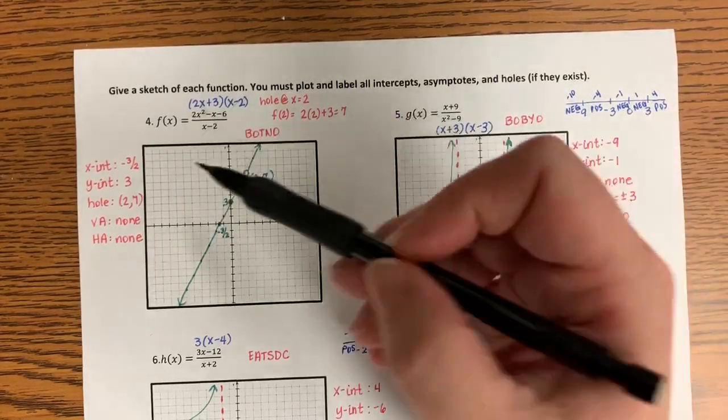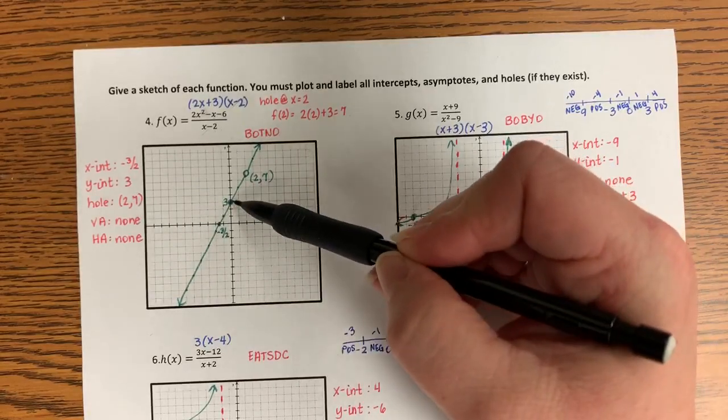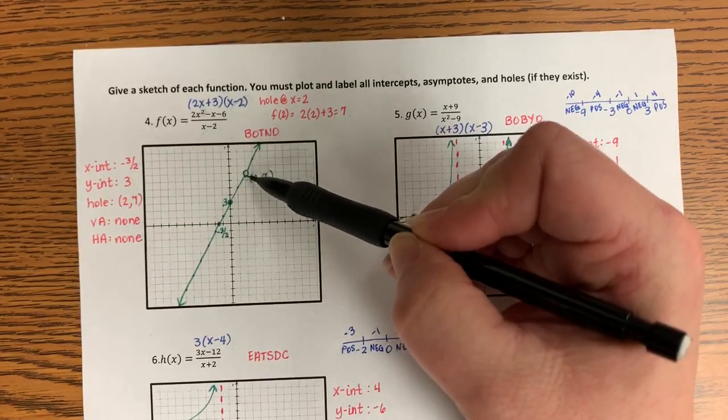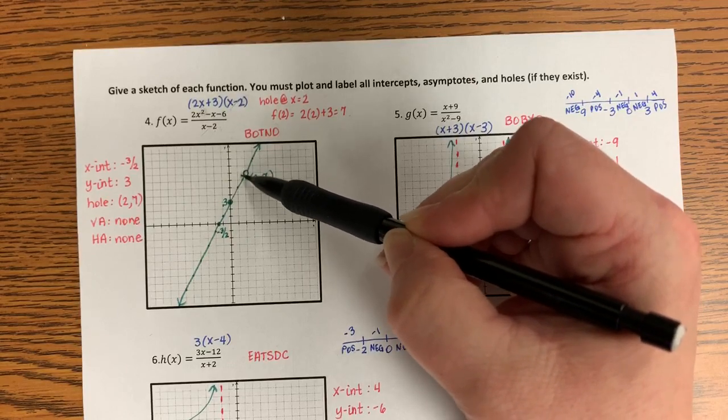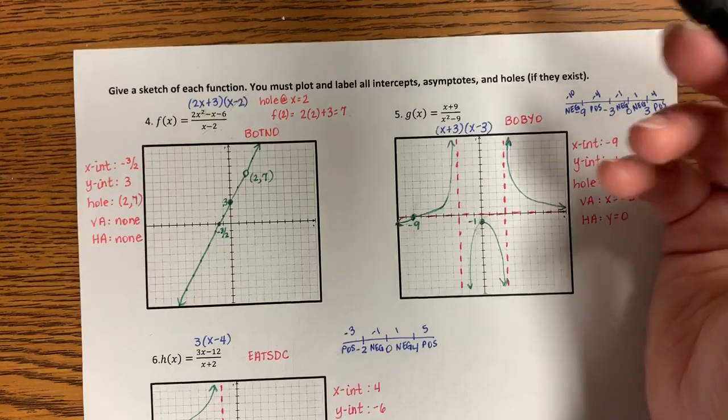Okay, so you want to graph negative 3 halves on the x-axis, positive 3 on the y-axis. You want to graph your hole at (2, 7), and make sure you leave it as an open dot, because it cannot equal that. We have no vertical asymptote, and no horizontal asymptote.